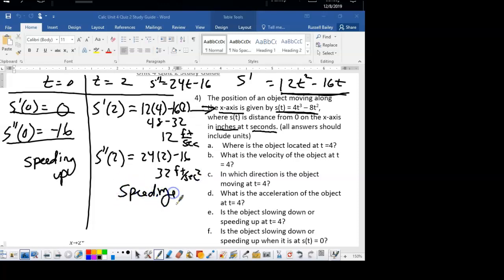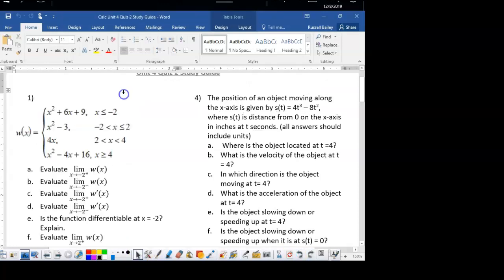So the question was, is the object slowing down or speeding up when s of t is 0? S of t equals 0 at 2 points in time, 0 and 2, and at both of those points in time, it is speeding up. Okay? Let's see what else awaits us here.